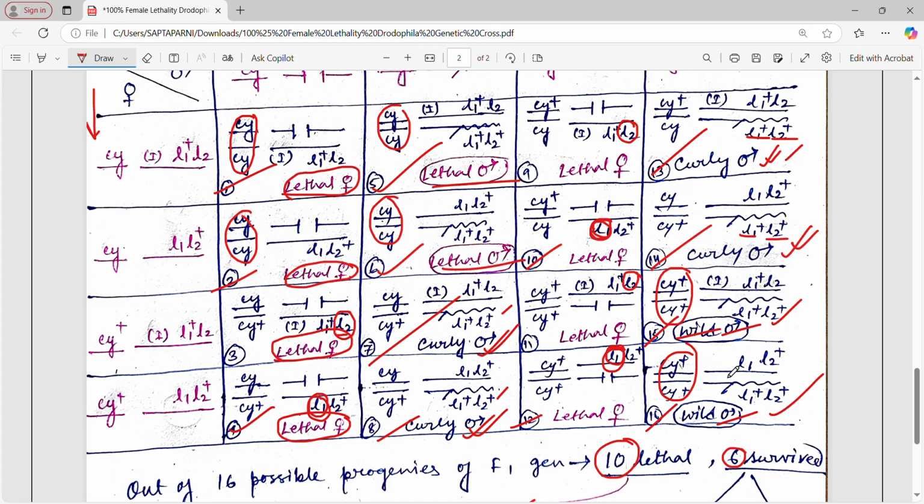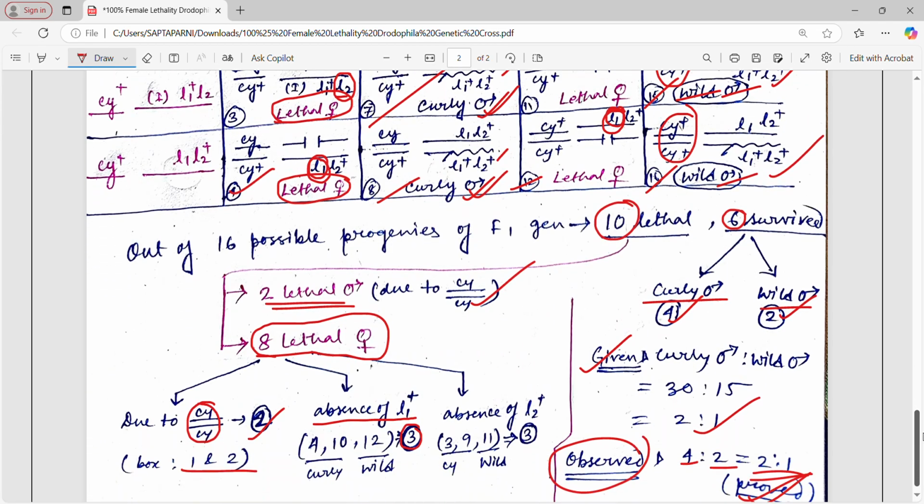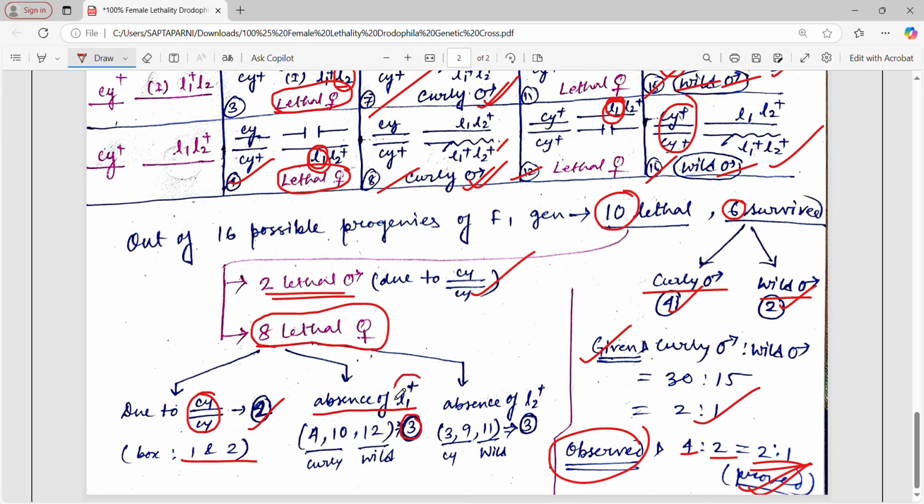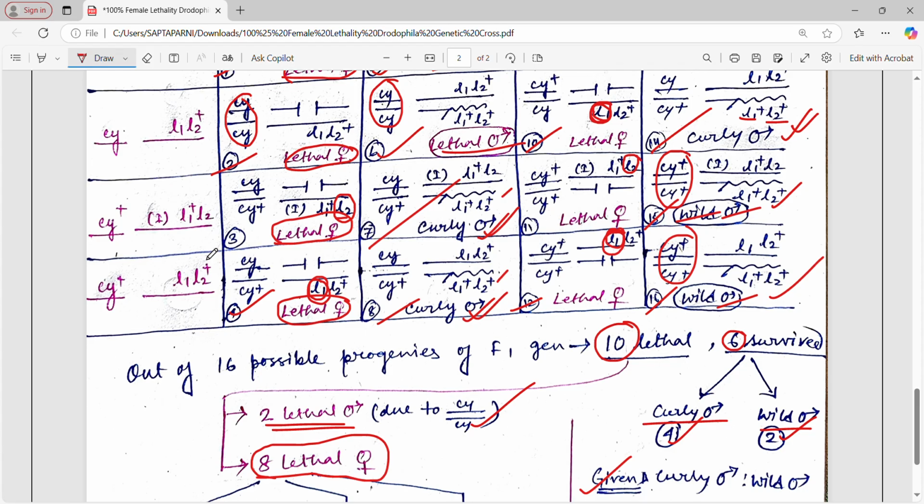So these 3 progenies are dead due to absence of L1 plus. Among them, box number 4 and 10 show that if they survived, they could be curly, and box number 12 shows that if it survived, it could be a wild female. Now, due to absence of L2 plus, there are 3 females which are dead, and they are present in box number 3, 9 and 11. In box number 3, due to absence of L2 plus, this female is dead, and if it survived, it could be a curly female.